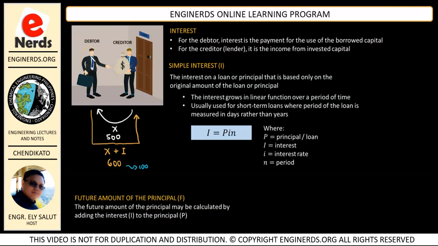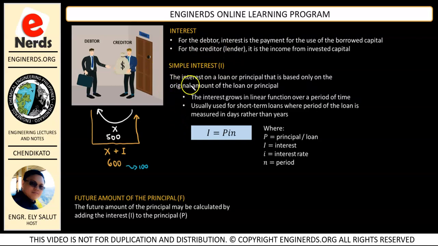Kumbaga, yung pagpapahiram ng ating creditor ay merong bayad. So, you can just imagine that as a payment for the rent of the money na pinahiram ng ating creditor. Ngayon, para naman sa point of view ng ating creditor or lender, it is the income from invested capital. So, para naman sa point of view ng creditor, yun naman ang kabayaran dahil sa pagpapahiram niya ng pera. Okay, so ang topic ng ating discussion today is yung pinaka-simpleng type ng interest, which is what we call the simple interest. So, ano ba itong tinatawag nating simple interest?